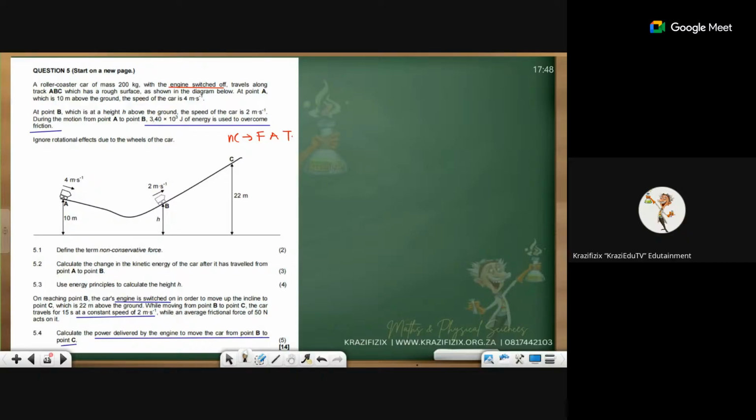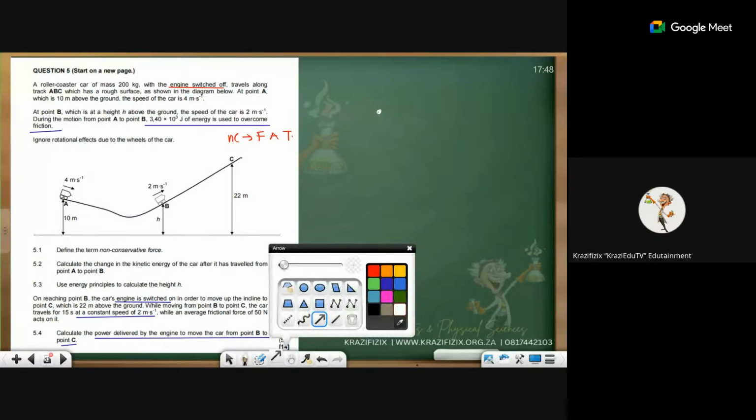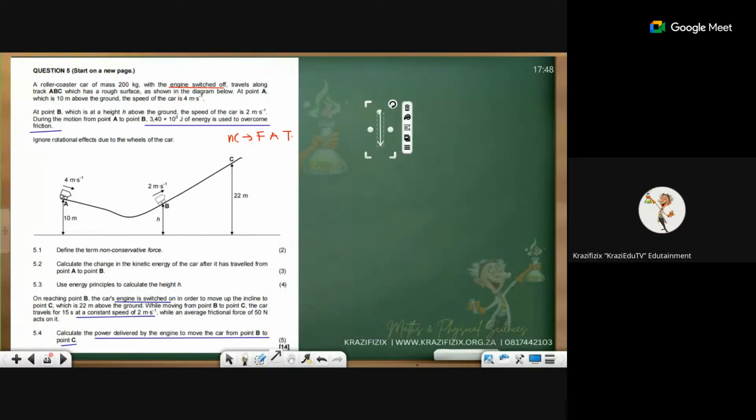Okay, hold on. Let's do something for clarity. What do we know? Force of gravity. Now, the applied force is present because the engine is at work, but friction will oppose. So what do we have? Friction, Fg, force applied, and of course, normal force.